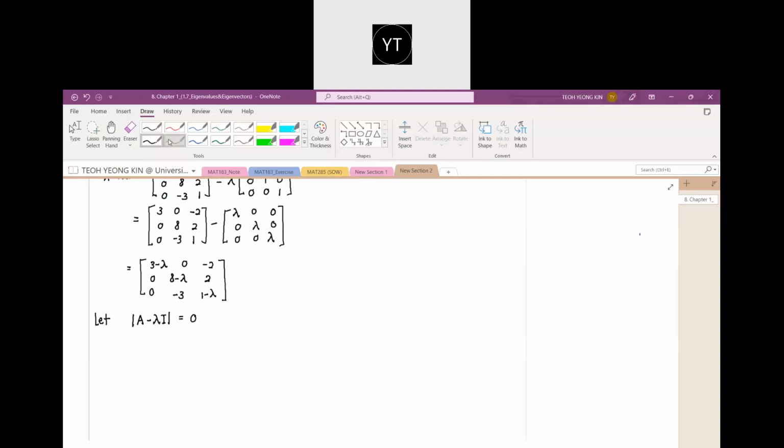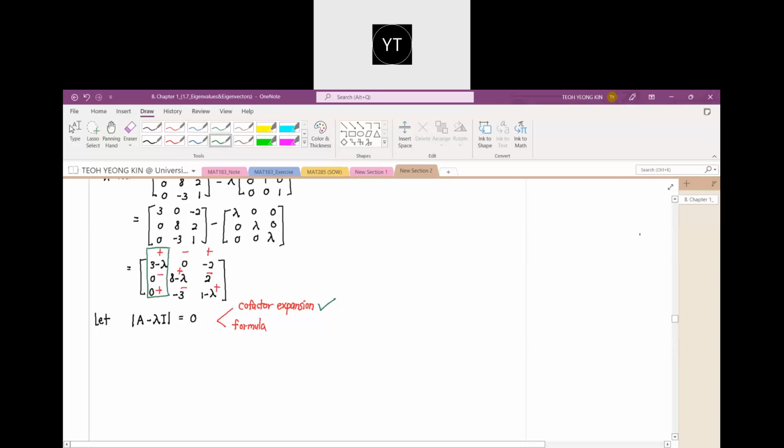In order to find the determinant, we have two methods. One is cofactor expansion. Another one is by using the Sarrus formula. I prefer cofactor expansion. For cofactor expansion, you have to be careful with the sign: positive, negative, positive, negative, positive, negative, and then positive, negative, positive. You have to follow the sign. And I personally will choose the first column.